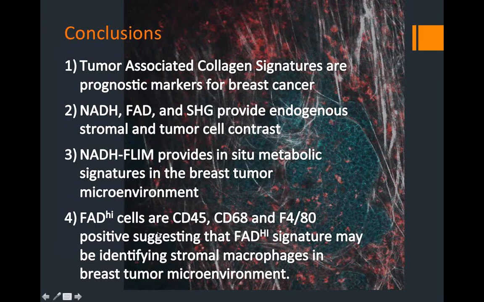And what I also hope is that the data that I showed you today that was published in my paper was that FAD high cells seem to be CD45, CD68, and F480 positive, which suggests that these intensity changes are actually showing us a signature that's specific to stromal macrophages in the breast tumor microenvironment.